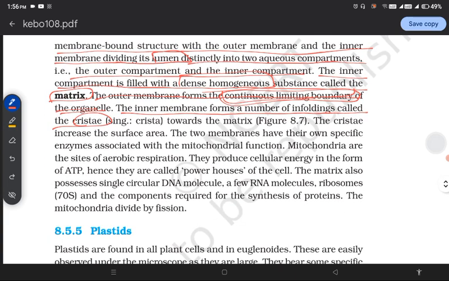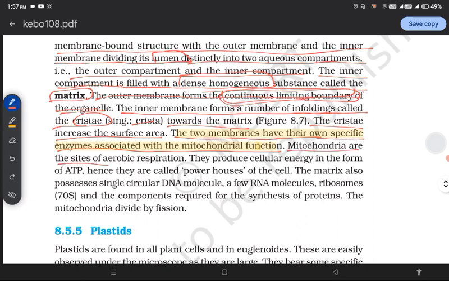Mitochondria with the inner membrane form a number of infoldings called cristae, projecting toward the matrix. The cristae increase the surface area. Cristae क्या करता है? Increase करता है surface area. The two membranes have their own specific enzymes associated with the mitochondrial function. देखा था ना? Two membranes, mitochondria में two membrane होता है, having their own specific enzymes associated with their mitochondrial function.